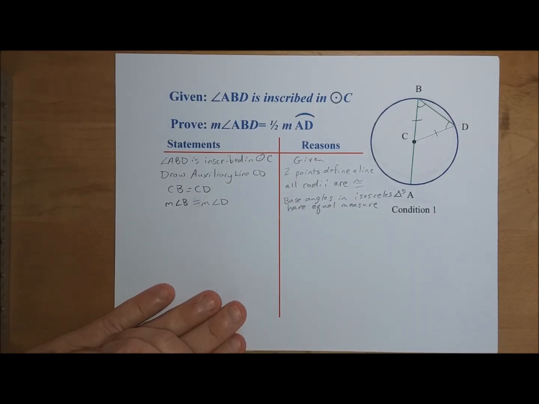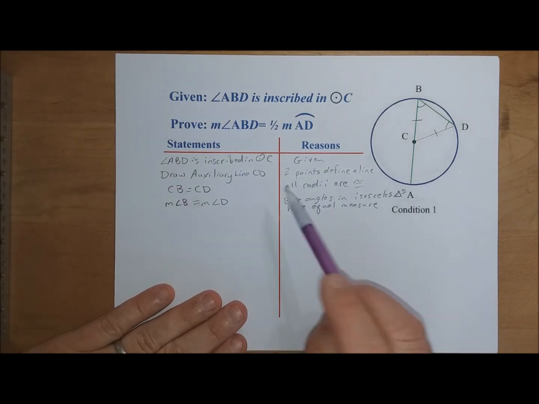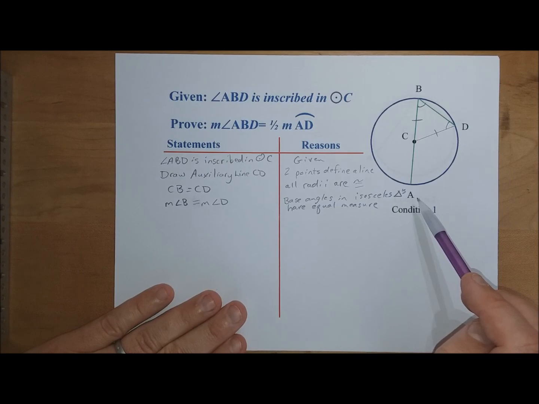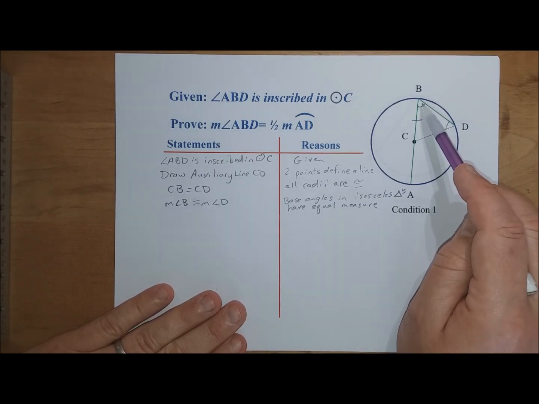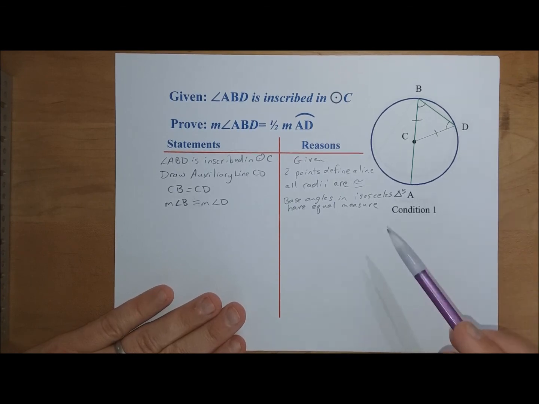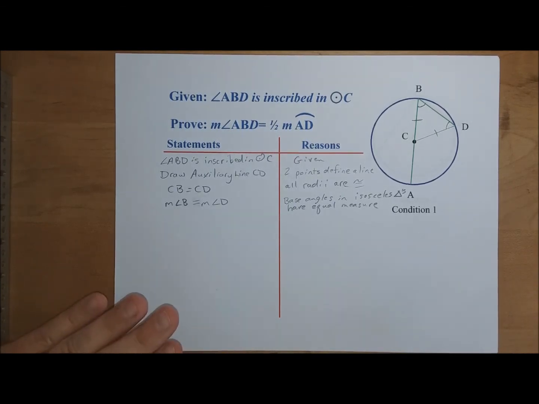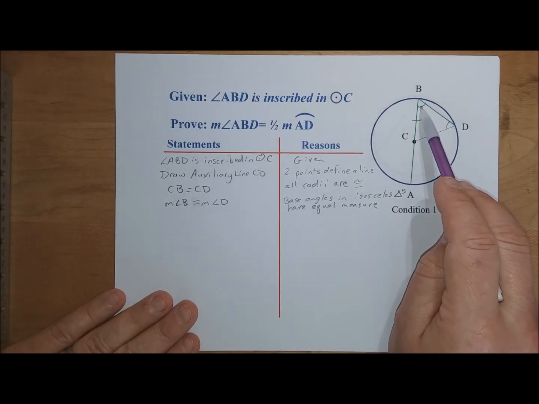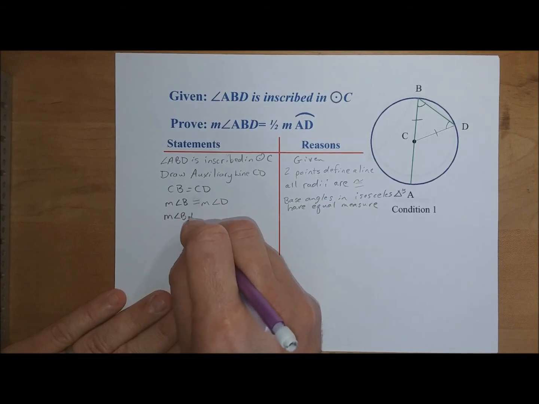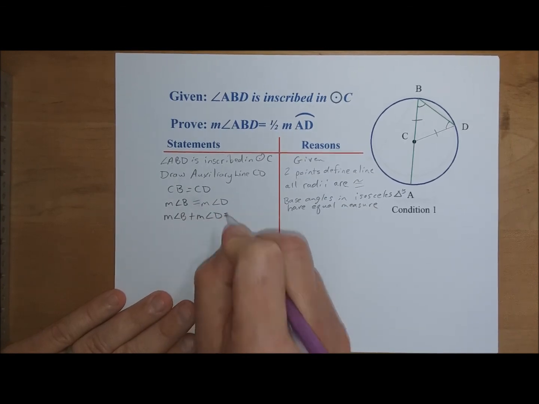Where would we go next? If we want to prove that the measure of this angle is half the measure of this arc, well, is there some way I could relate this angle B to this arc? I'll give you a little hint. I think that the measure of angle B plus the measure of angle D should add up to what?